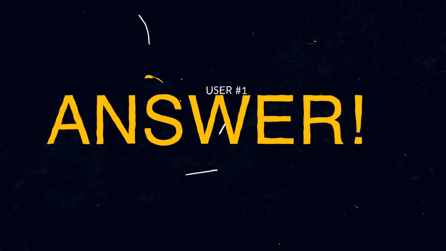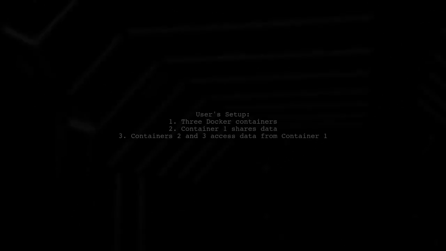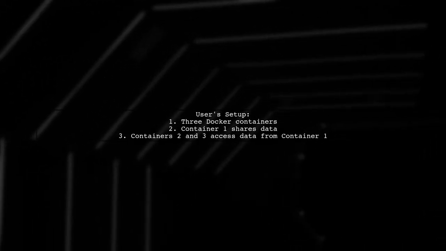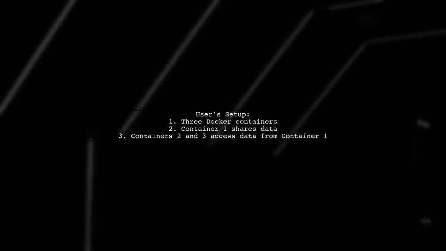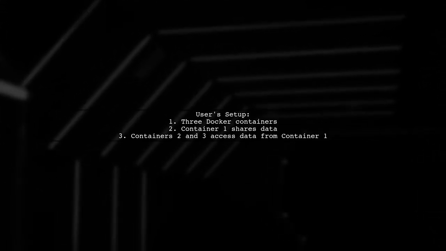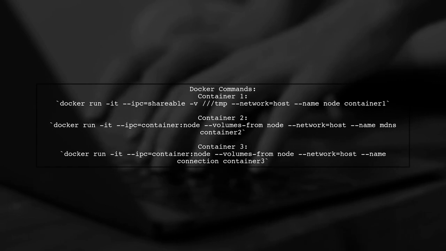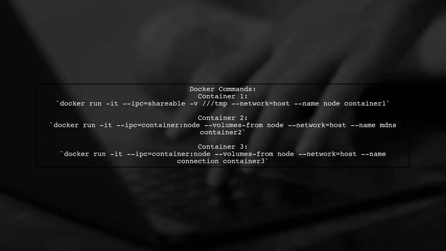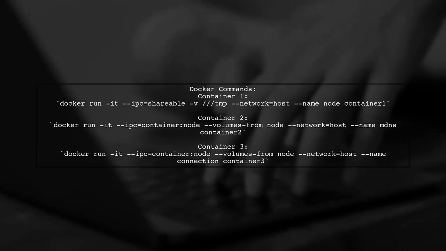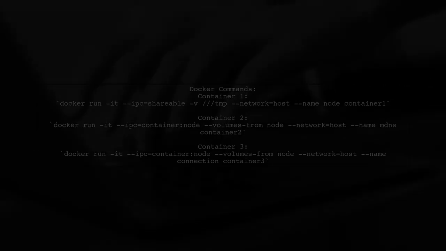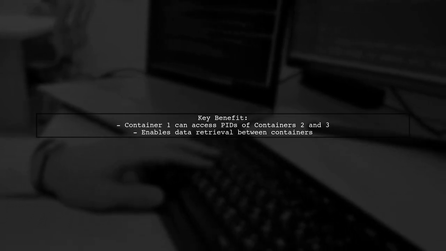Let's now look at a user-suggested answer. In this example, the user has three Docker containers. The first container shares data with the other two. They use specific Docker run commands to set up inter-process communication. Container 1 is run with the shareable IPC option and a volume from the temp directory. Containers 2 and 3 use the IPC of container 1 and share its volumes. With this setup, container 1 can access the process IDs of containers 2 and 3, allowing it to retrieve data from them.